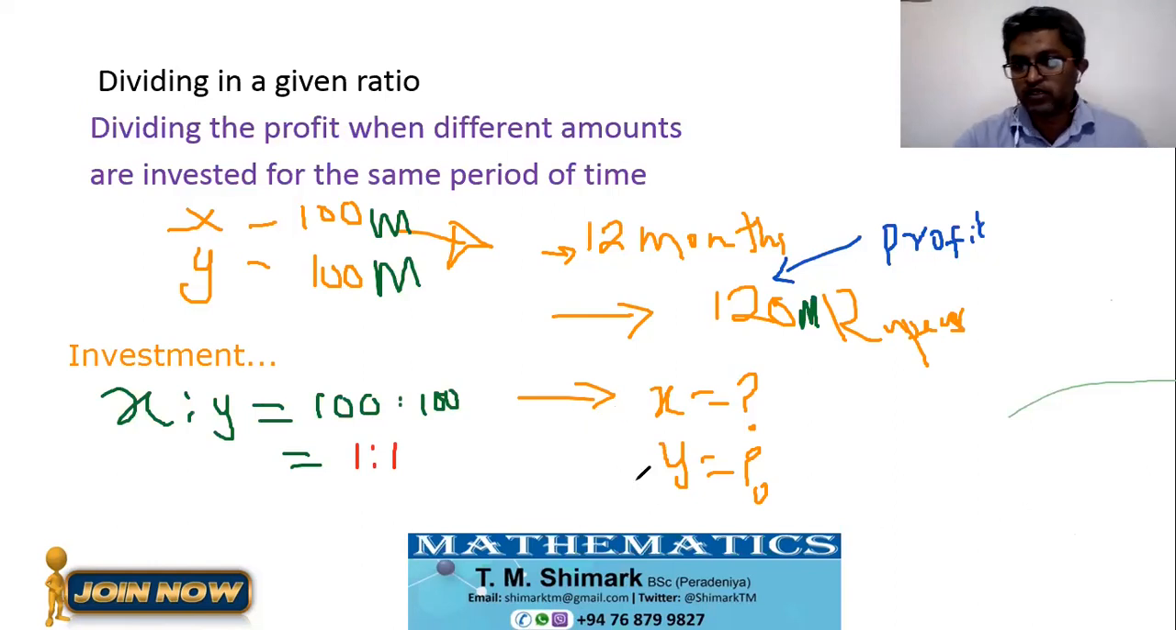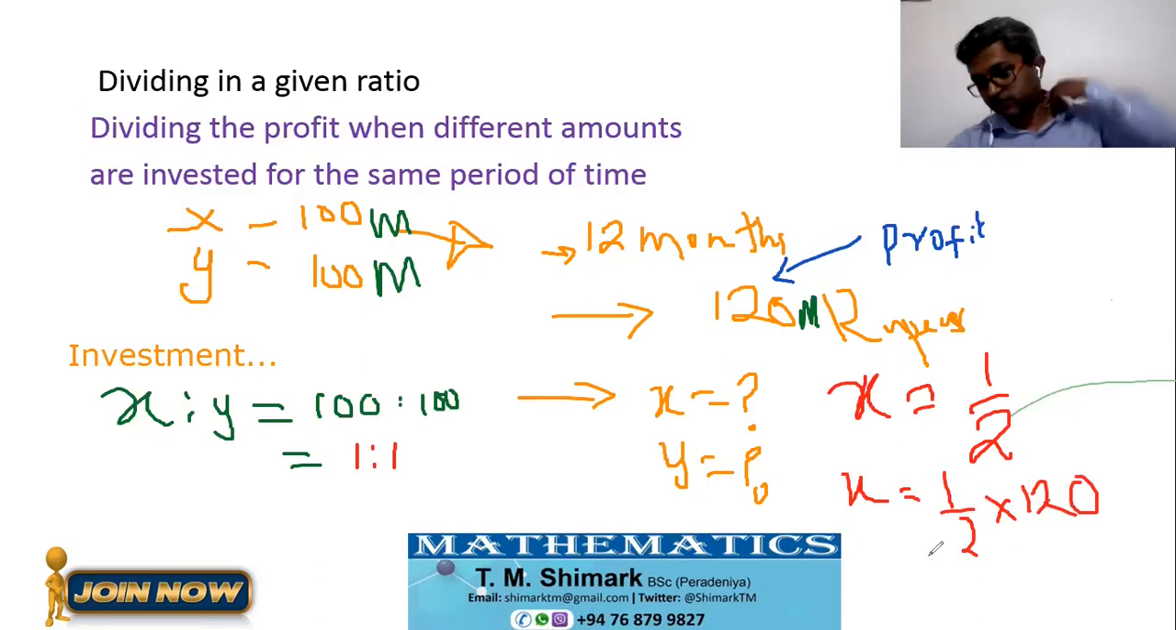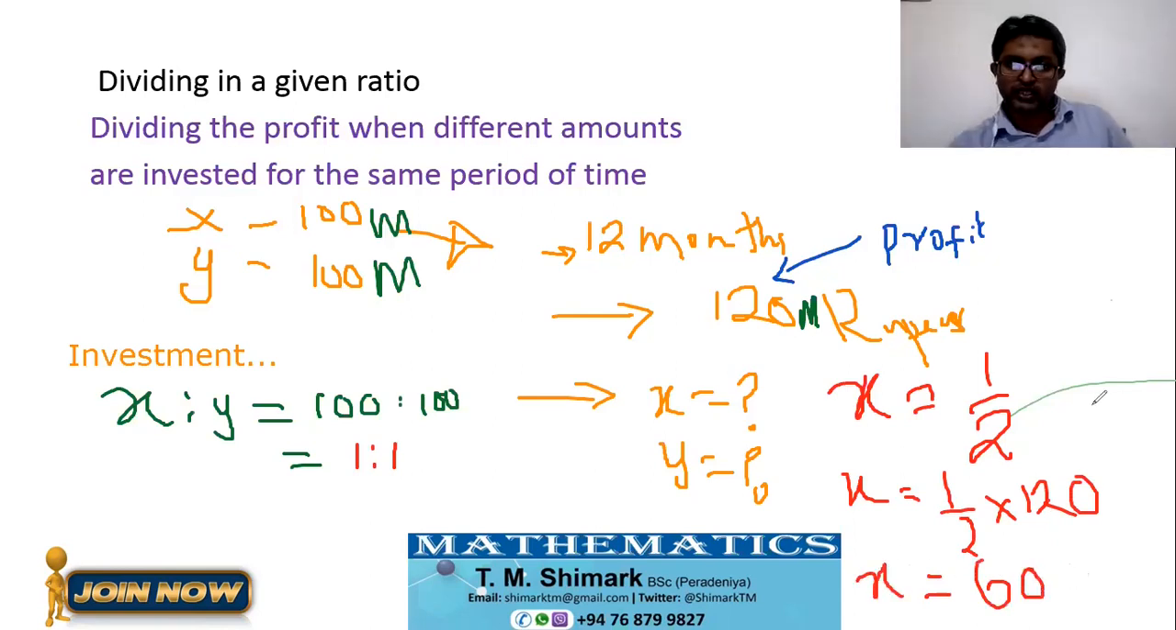You invest 1 is to 1, so profit also has to be shared among them in 1 is to 1 ratio. If you take in ratios, X would have invested 1 by 2, half, right? Half of the investment, so half of the profit has to come. So X will be getting half into 120, right? That means half into 120 means 60. X will get 60, Y will get how much? Y also will get 60, same amount.